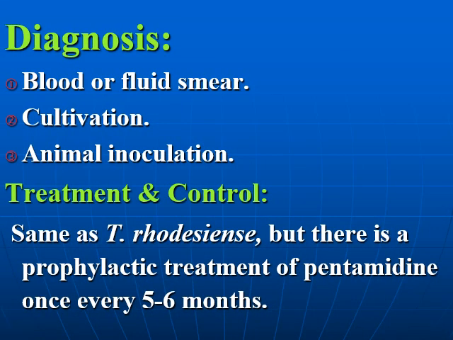Diagnosis, also like rhodesiense, is by blood or fluid smear, cultivation of the smear in special media, or animal inoculation. Treatment and control are the same as Trypanosoma rhodesiense, but there is a prophylactic treatment of pentamidine once every 5 to 6 months. This is used when we enter the endemic area; we have to take prophylactic treatment, which is pentamidine.